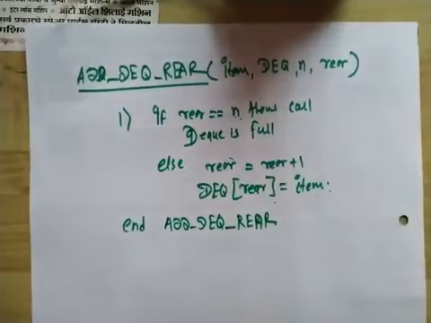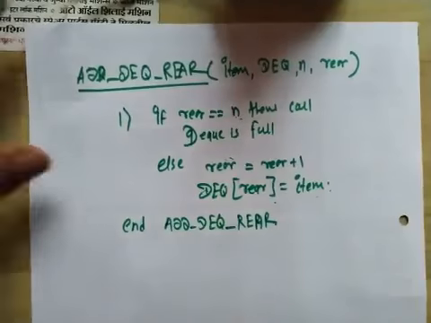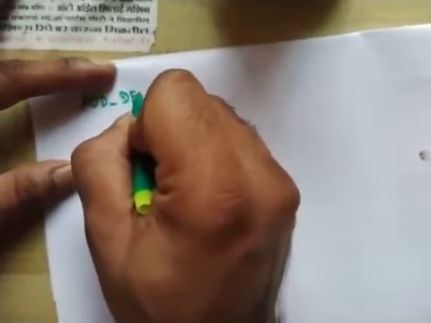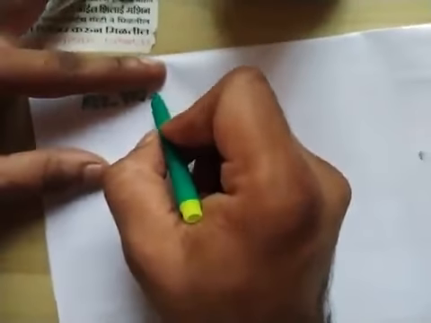Okay, now we are going to see the algorithm for add through the front end. Add through, add in a deque through the front end.